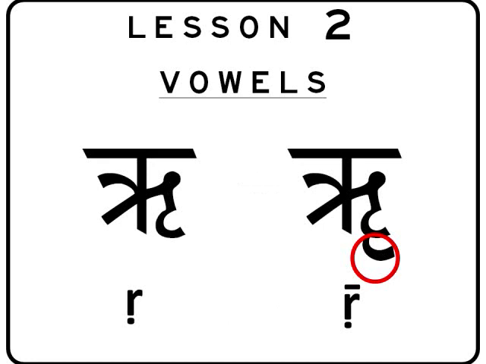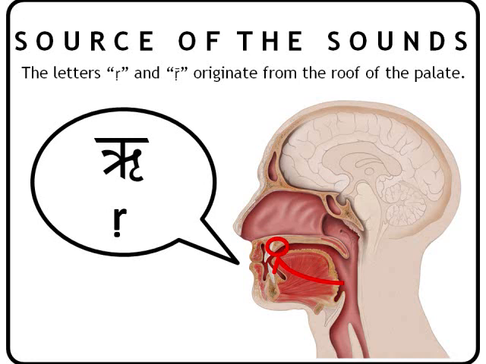Well, you'll notice that this is no different from the letter R, but instead of one little hook shape to the right, you add a second hook shape right beneath it. So the short R has only one hook shape. The long R, the longer version of this vowel, has 2 hook shapes. And just to emphasize, both originate from the roof of the palate. These are retroflex vowels, also known as cerebral vowels.